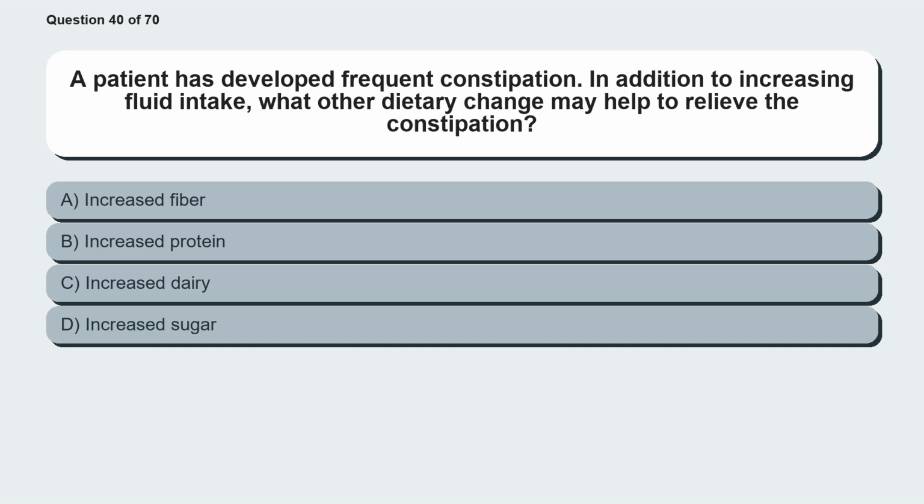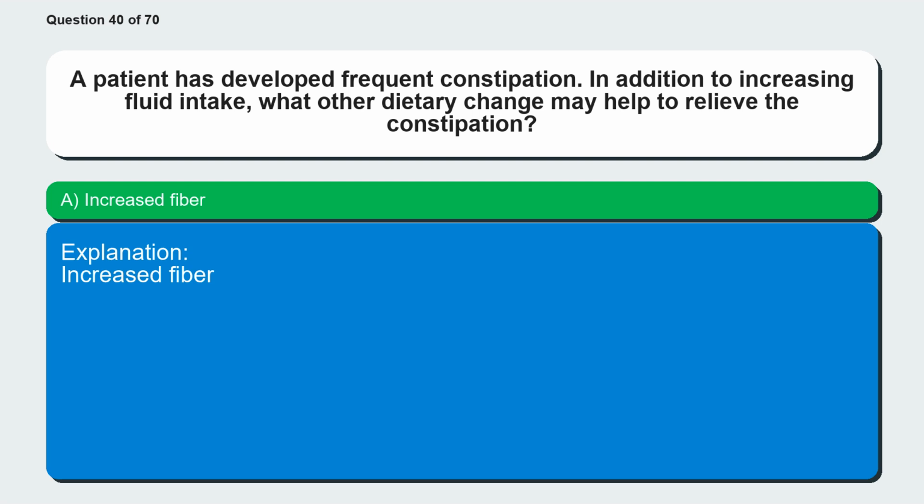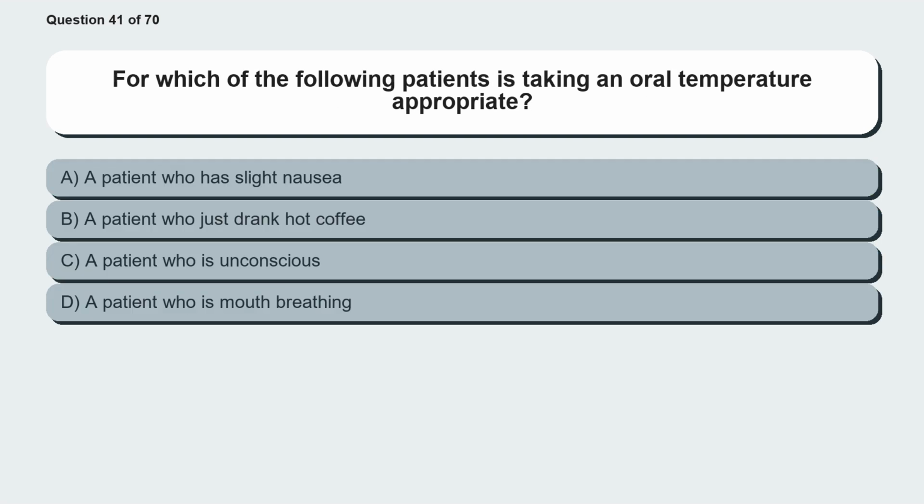Question 40. A patient has developed frequent constipation. In addition to increasing fluid intake, what other dietary change may help to relieve the constipation? Option A, increased fiber. Option B, increased protein. Option C, increased dairy. Option D, increased sugar. The correct answer is option A, increased fiber.